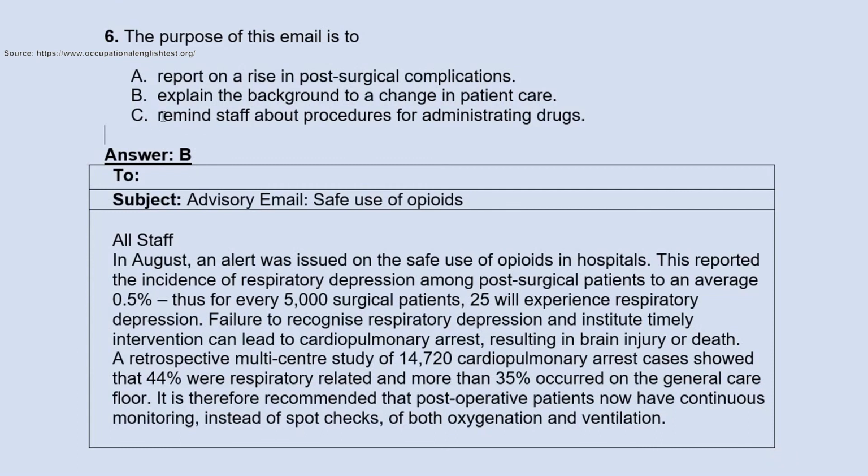And when it comes to option C, it says remind staff about procedures for administering drugs. That can never be the answer because there is nothing about any procedures for administering drugs mentioned here in this extract.